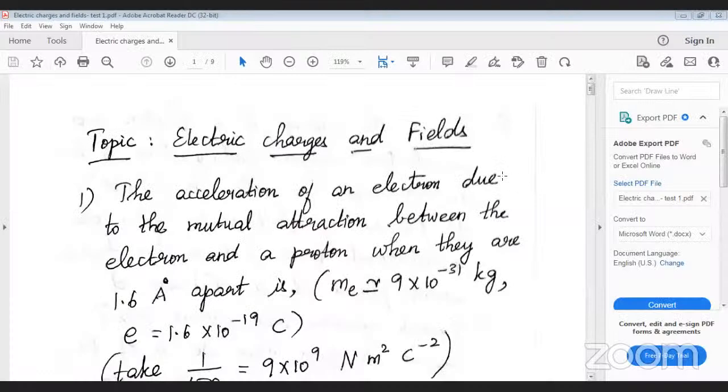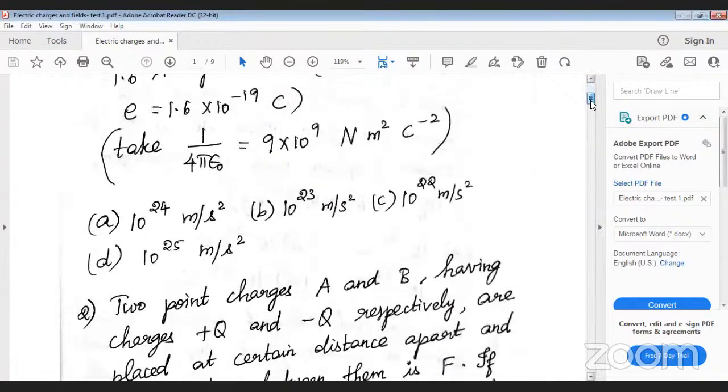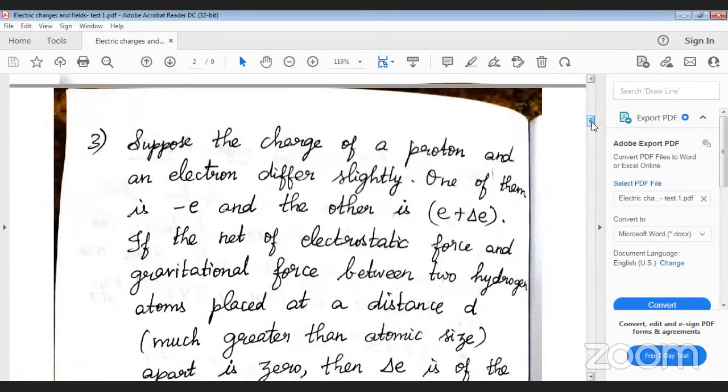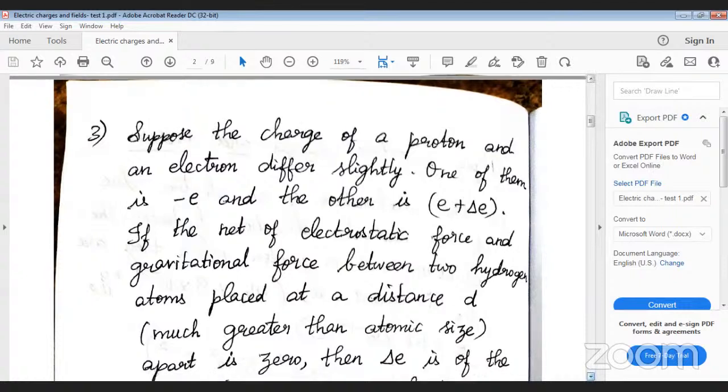Students, are you able to see the PDF file which I have opened now? I have started screen sharing. Are you able to see the question? This is the question for which we are going to discuss the solution now. Are you able to see the question? Yes, sir. Yes. So this is the question.